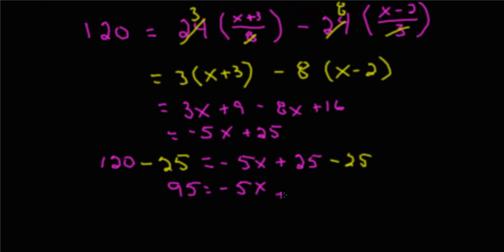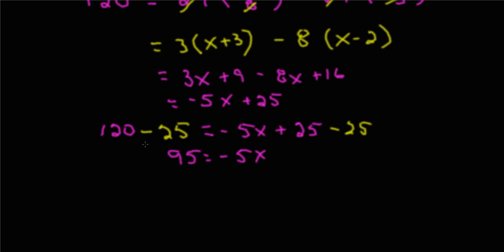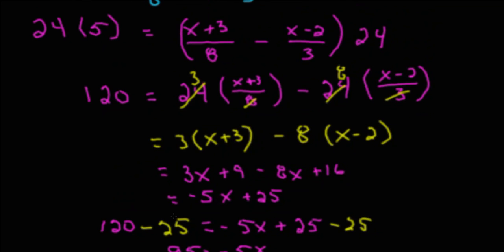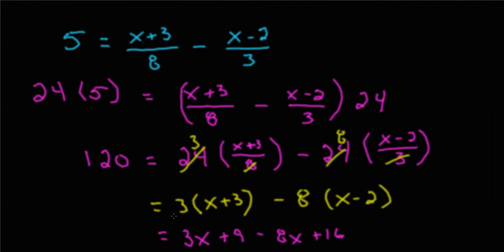So if we divide both sides by a negative 5, we will find out what the value of 1x is. And we find that x is equal to, let's see, that's a negative 19. So when x is negative 19, this original statement is true. This one up here. And we can find that out really quick.